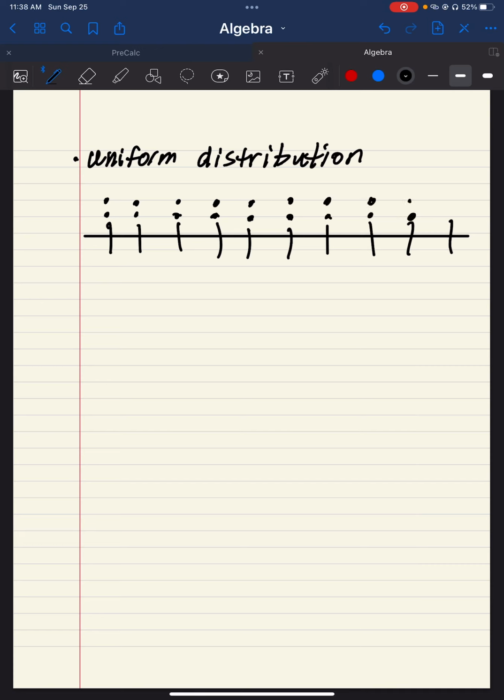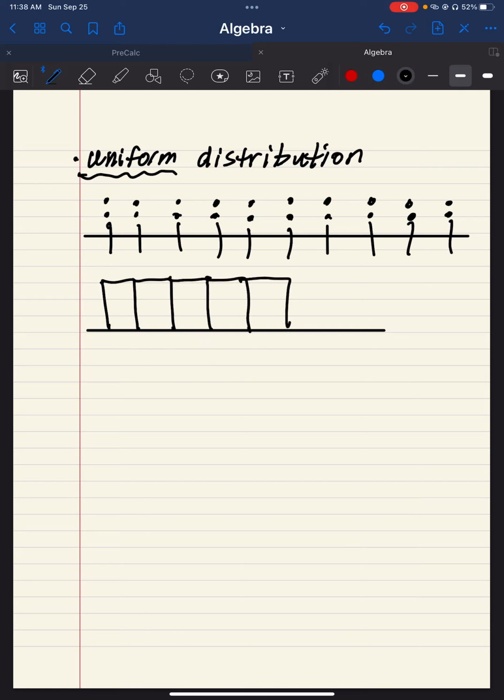If you think about uniforms, it's something that everyone wears to look the same. So the hint is in the vocabulary that you're talking about a distribution where it's evenly distributed throughout the range of the data. And if you were to draw a histogram of this, it would look like just boxes that are all the same height. It looks something like that. That's a uniform distribution where the data is evenly distributed.